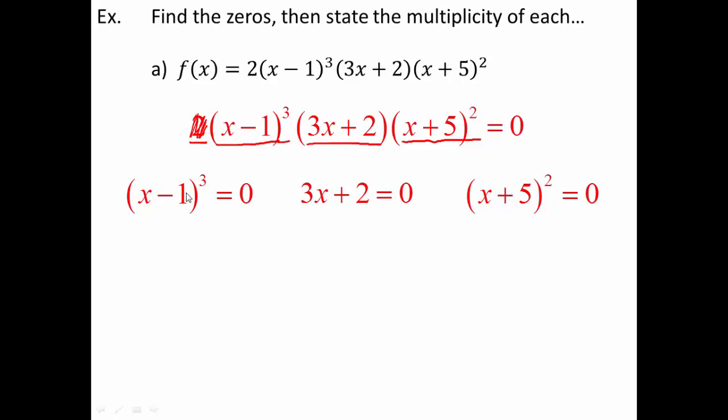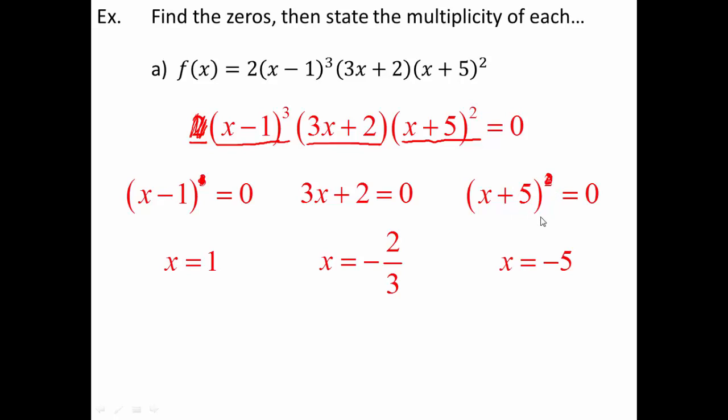Really, I don't have to think about it as x minus 1 cubed. I can really just pull out the x minus 1 and think about it as x minus 1 equals 0. So if x minus 1 equals 0, I get x equals 1. 3x plus 2 equals 0, I get negative 2/3. And then just like I did on the first one, that square really doesn't matter as far as finding the zeros go. x plus 5 equals 0, so x equals negative 5.